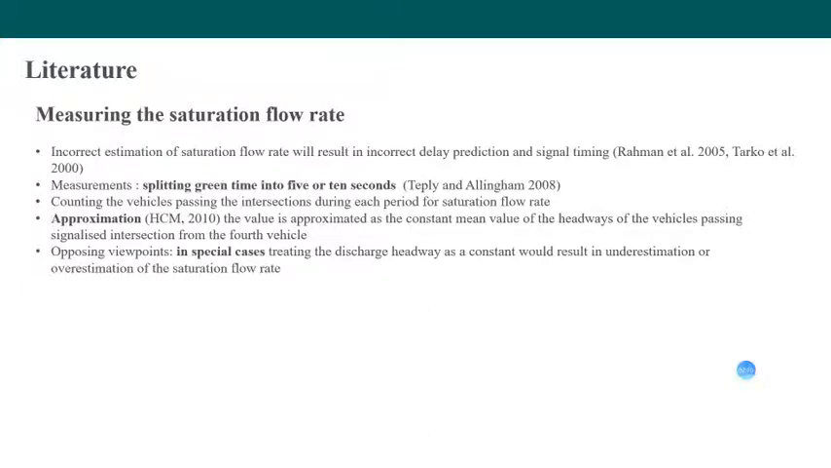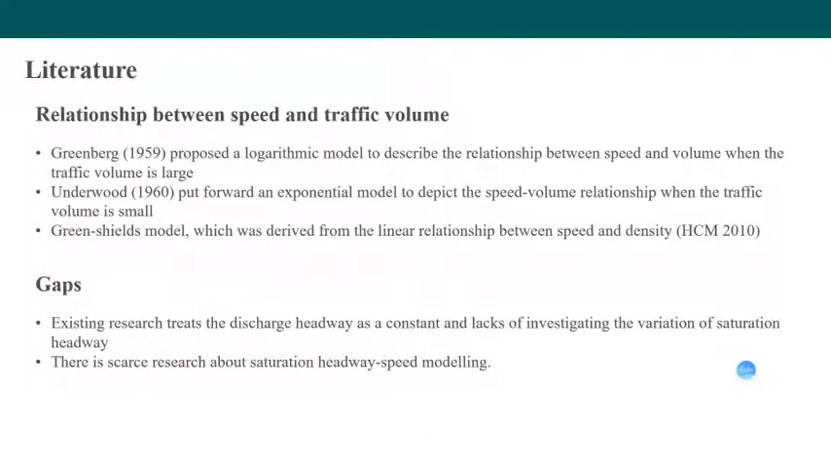But there are some opposite viewpoints. In special cases, treating the discharge headway as a constant would result in underestimation or overestimation of the saturation flow. There is also some literature modeling the relationship between speed and traffic volume. However, in summary, the existing research treats the discharge headway as a constant and does not investigate the variation of saturation headway, here the time headway. There is rarely research about saturation headway and speed modeling.